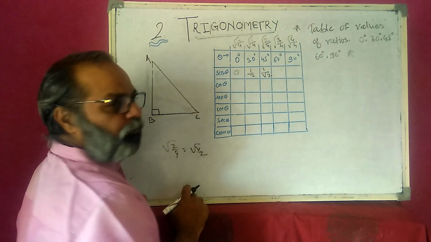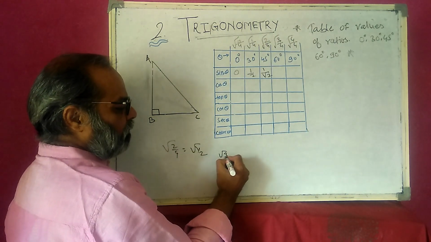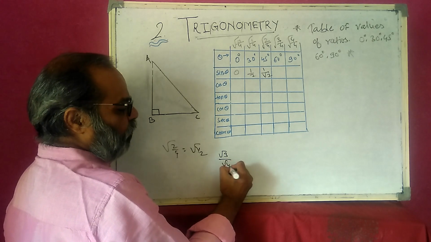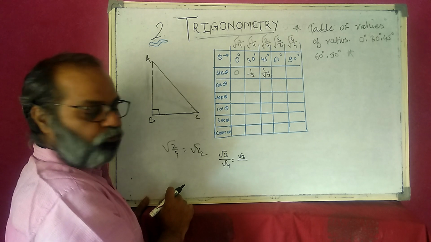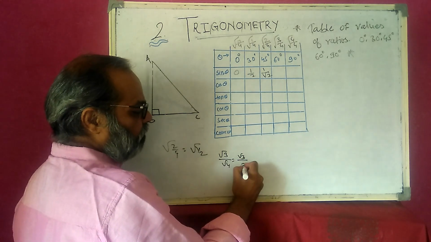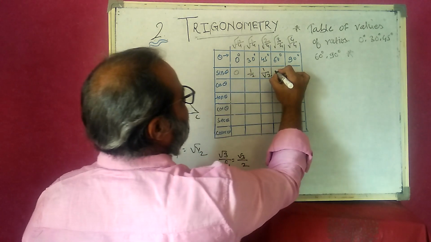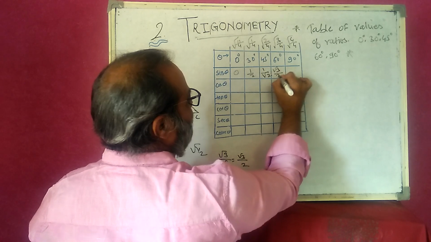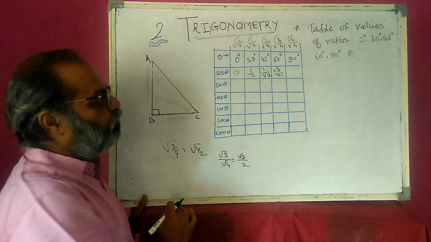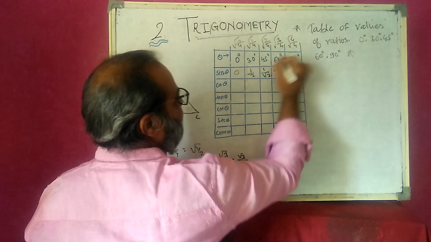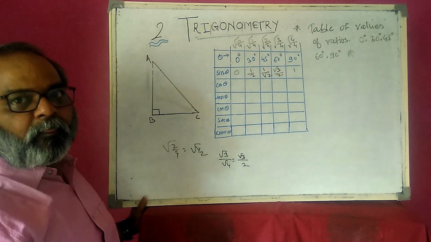Now take 3 upon 4. So root 3 upon root 4. There is no complete number for root 3. What is root 4? It is 2. So what is sine 60? It is root 3 by 2. And 4 by 4 means 1. And what is root 1? It is 1. So sine 90 is 1.